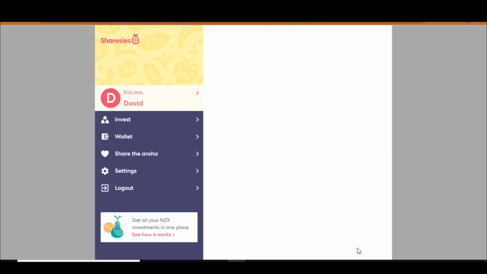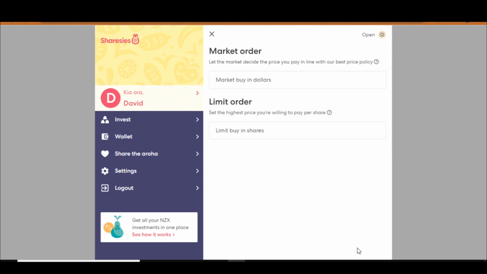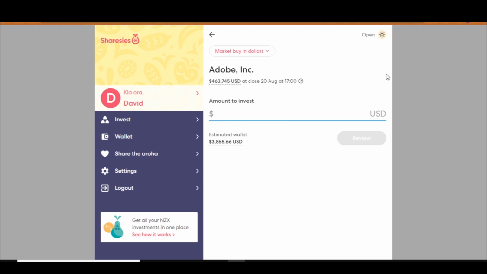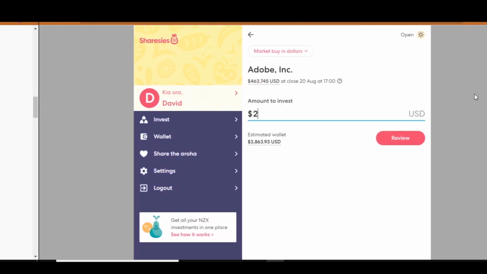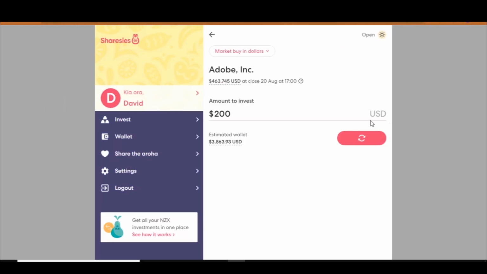Let's click on buy. You can pick limit buy, just like with the other two platforms, but I'm gonna go market buy just to see the speed of it. It should be the same speed because all three platforms we discussed in this video use the same US broker, which is DriveWealth. And I want to put $200 US, go review.